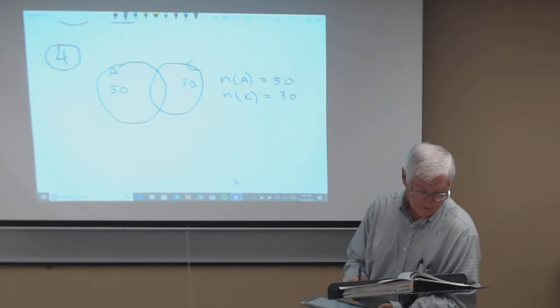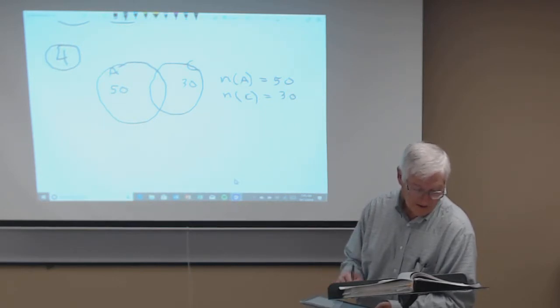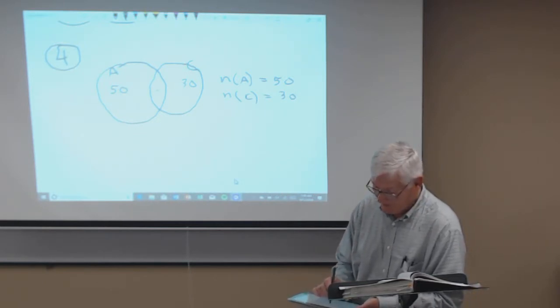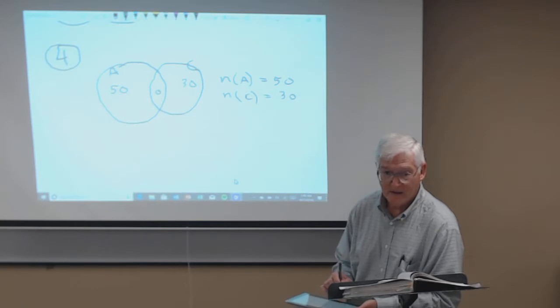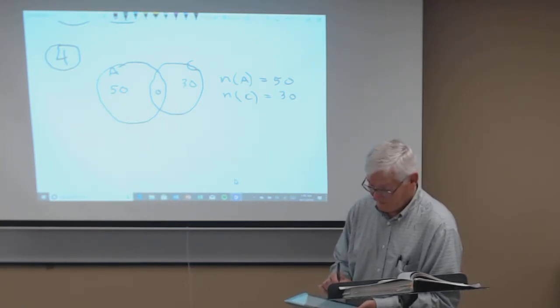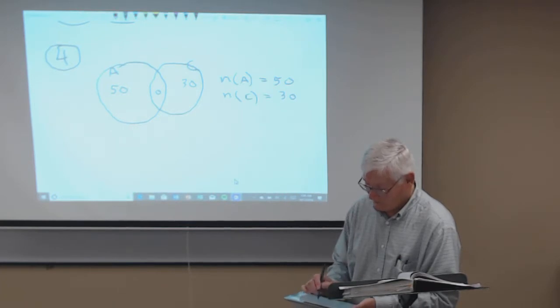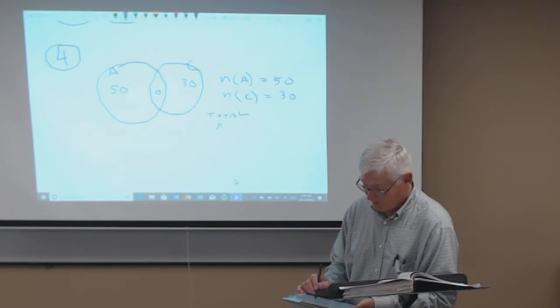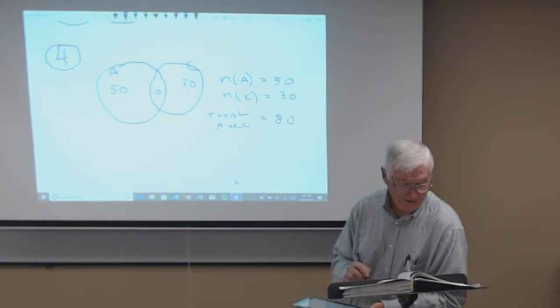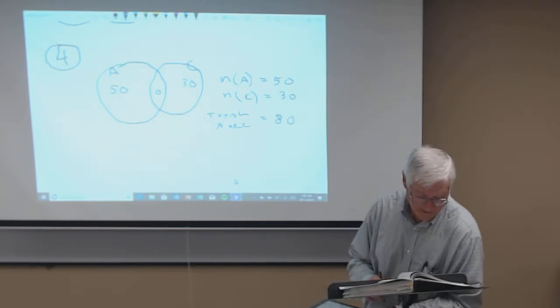The total number of students taking either algebra or chemistry, if it's known that none of the students are taking both. So there's 0 in here for both, right? Yeah. So what's the total taking algebra or chemistry? 80? Everybody follow that?